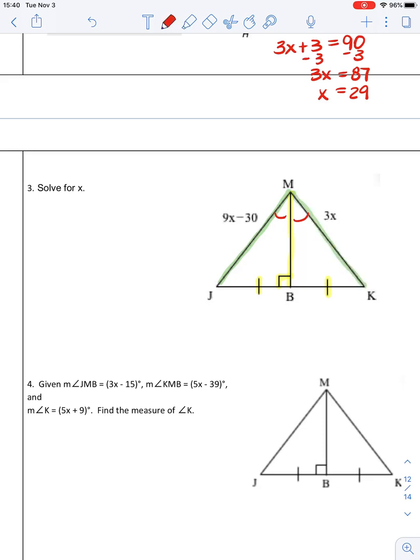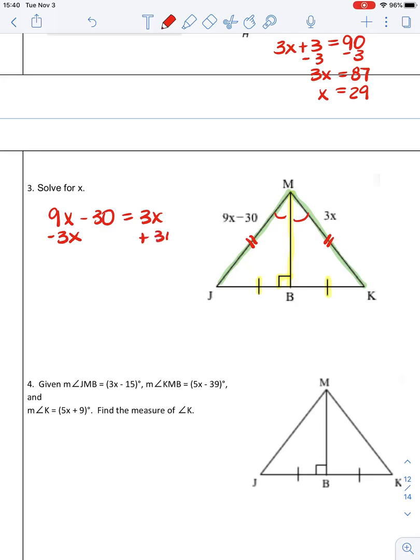That means that these two sides, MJ and MK, are congruent. They're equal to each other. So you set it up: 9x minus 30 is equal to 3x. Remember, in our world and everything in geometry, everything either adds up to equal something, the whole part, or it equals each other. Those are your two options. There's nothing for this to add up to be, so it has to be equal to each other.